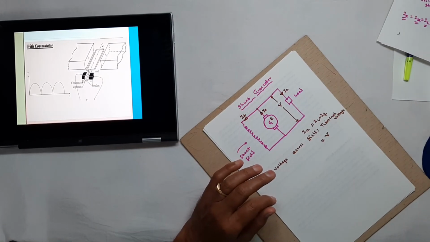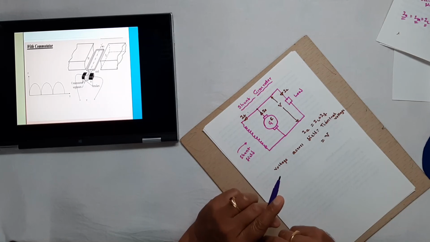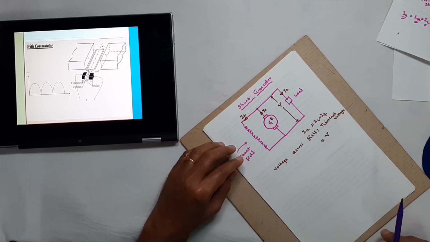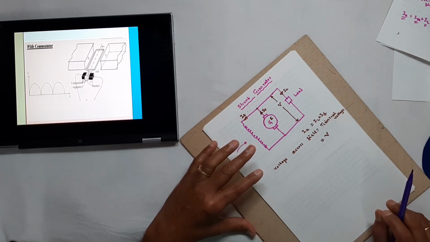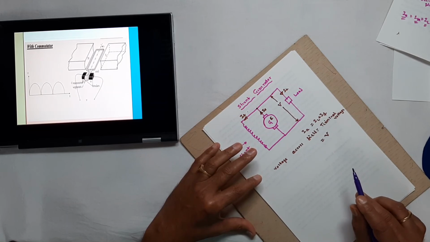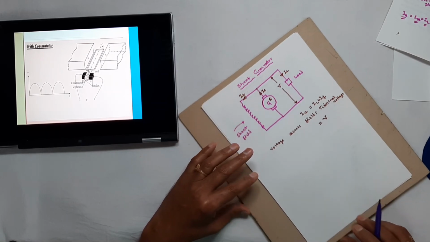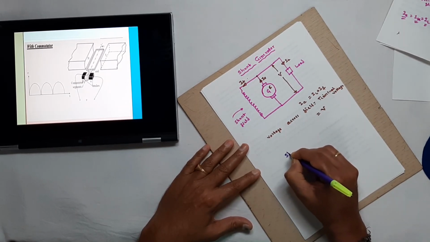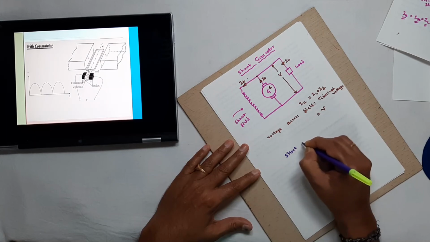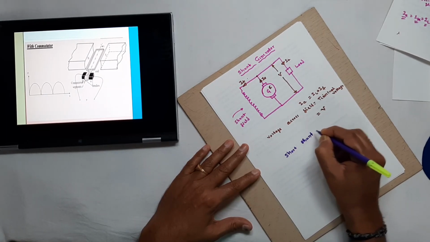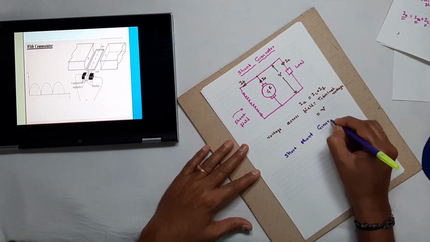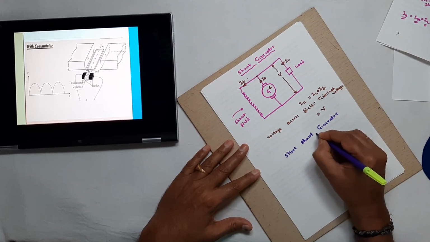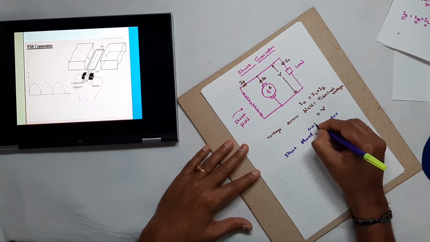Then the third type of machine is the compound generator. In the compound generator we have got two types: one is called the long shunt and the other the short shunt. It is called a compound generator because in this case we have both the series field as well as the shunt field existing. First I will draw the short shunt, more specifically the short shunt compound generator.